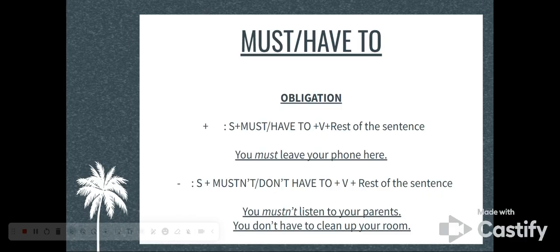Okay, so remember that we use must and have to carry obligations. And that we use must or have to in front of the verb in the sentence. And you leave the verb as it is. Okay, so there is never an S or anything at the end of the verb, so it's the base form of the verb.